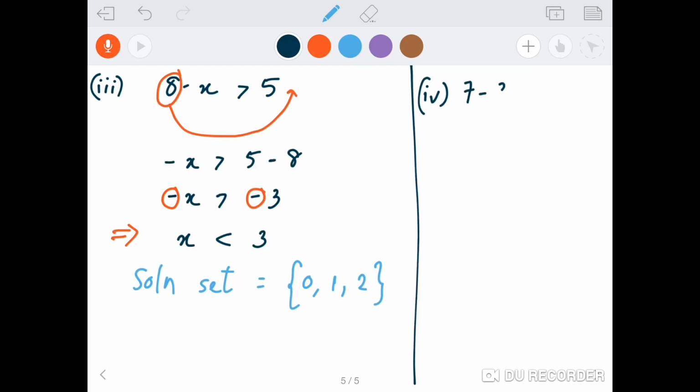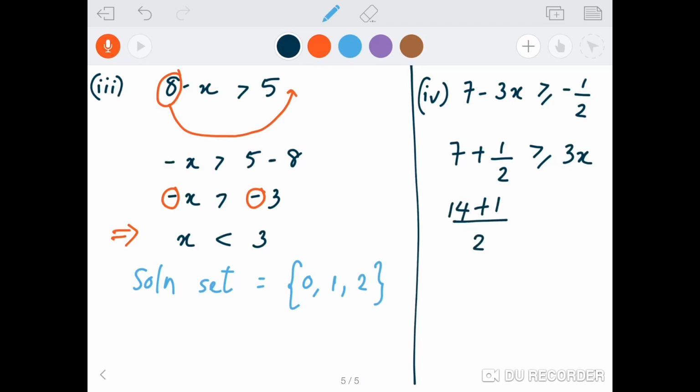Let's look at the fourth question. The fourth question says, a very simple question nonetheless, 7 minus 3x is greater than or equal to minus half. Again, you could either push x on the right hand side or leave x on this side. You're pretty much going to get the same thing. I've just made a slight change here. I've decided to push x to the right and push half to the left. So when I take the LCM on the LHS, I get 15 by 2. 15 by 2 greater than or equal to 3x, or 15 greater than or equal to 6x.